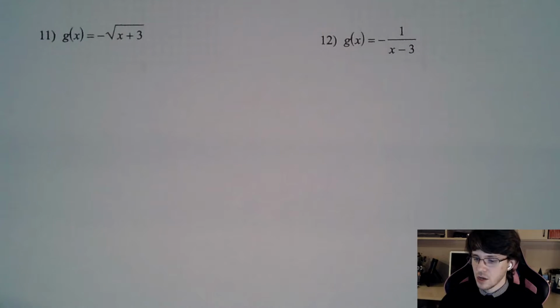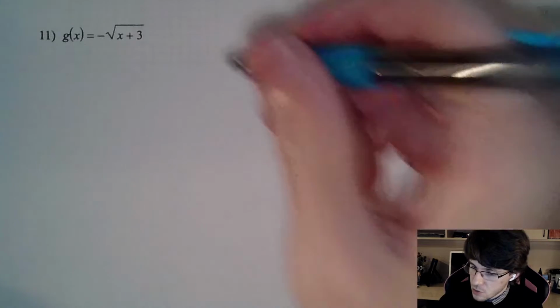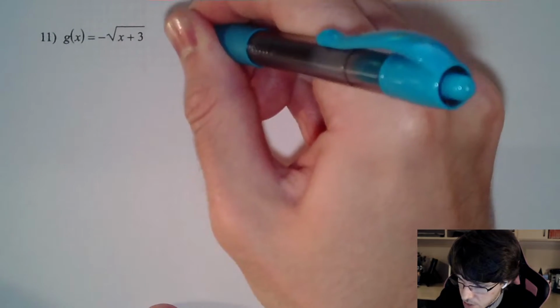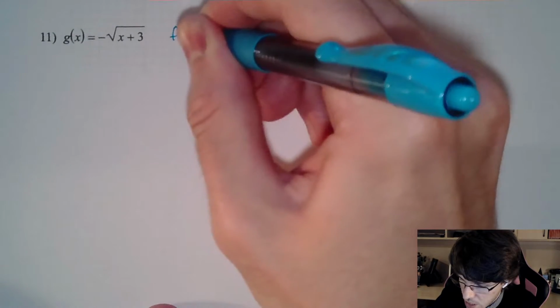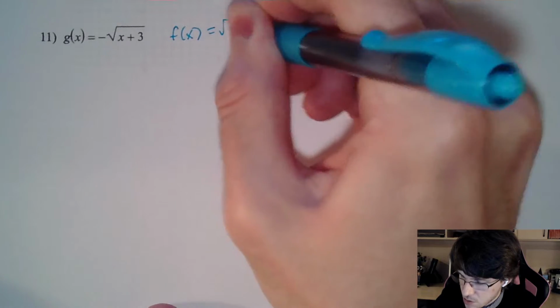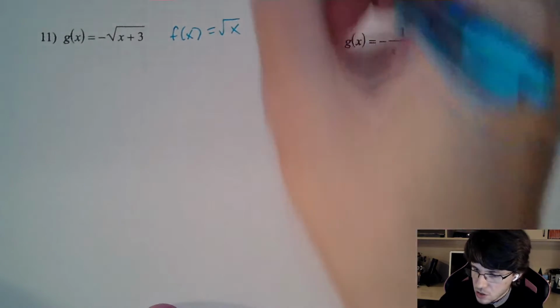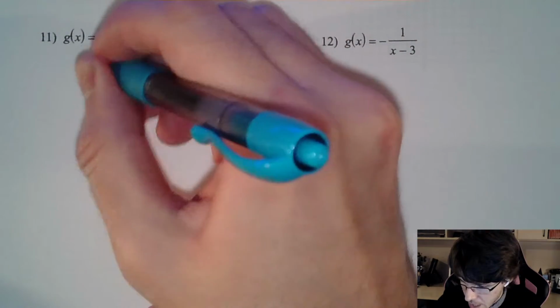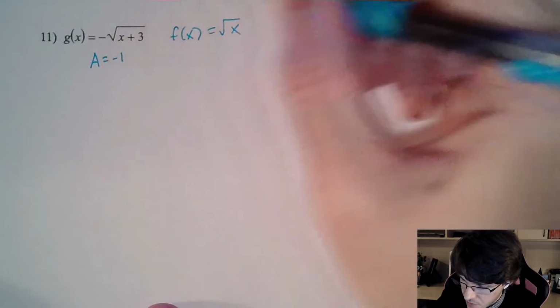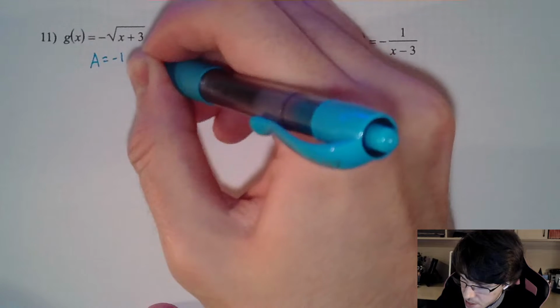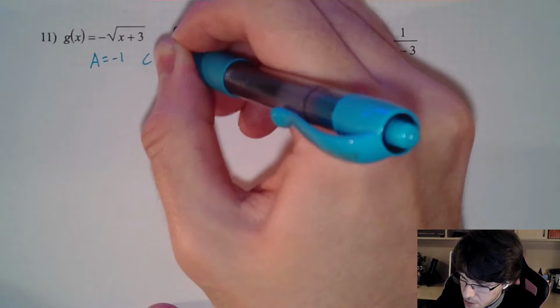So let's check out this number 11, how you would do it using the math way. You start off at exactly the same point. You begin by noting what the original function was, which in this case would be the square root of x, or the radical of x. You don't need to draw the little mini picture this time. A is going to be equal to -1, and C is going to be equal to +3.